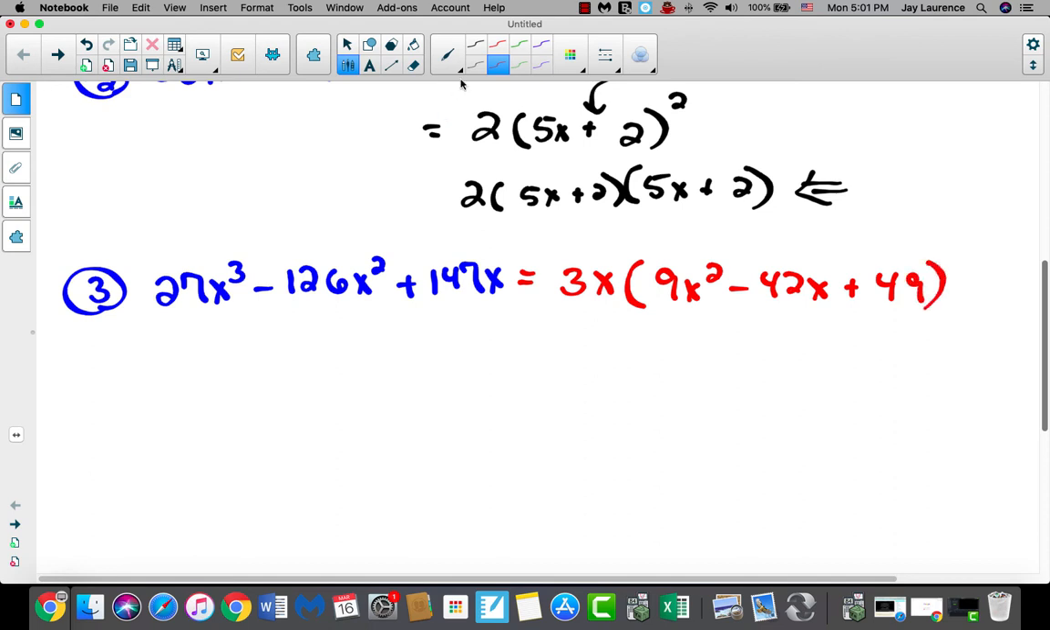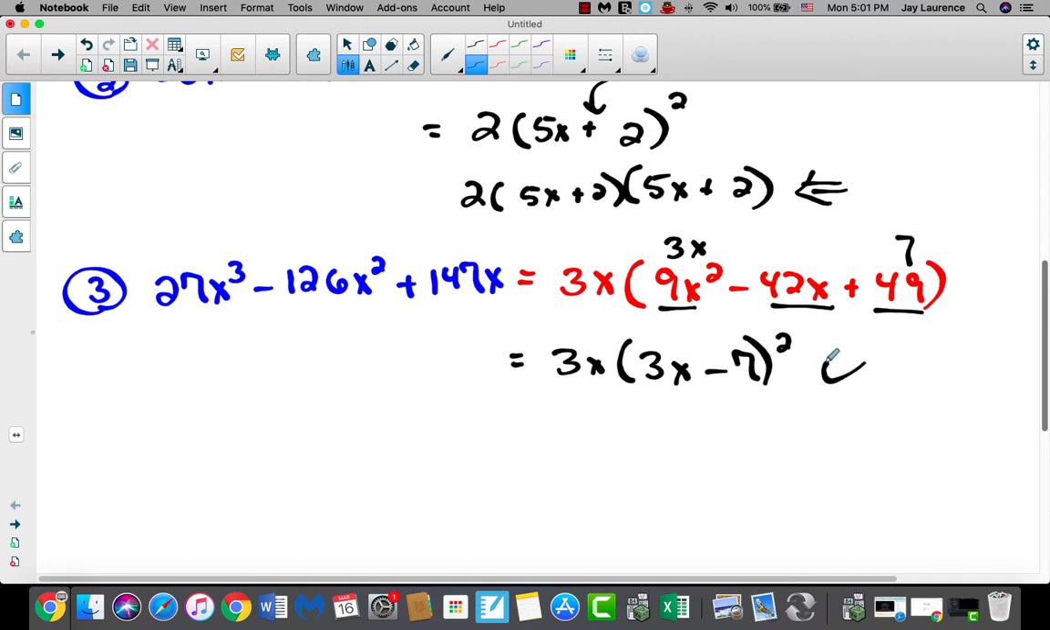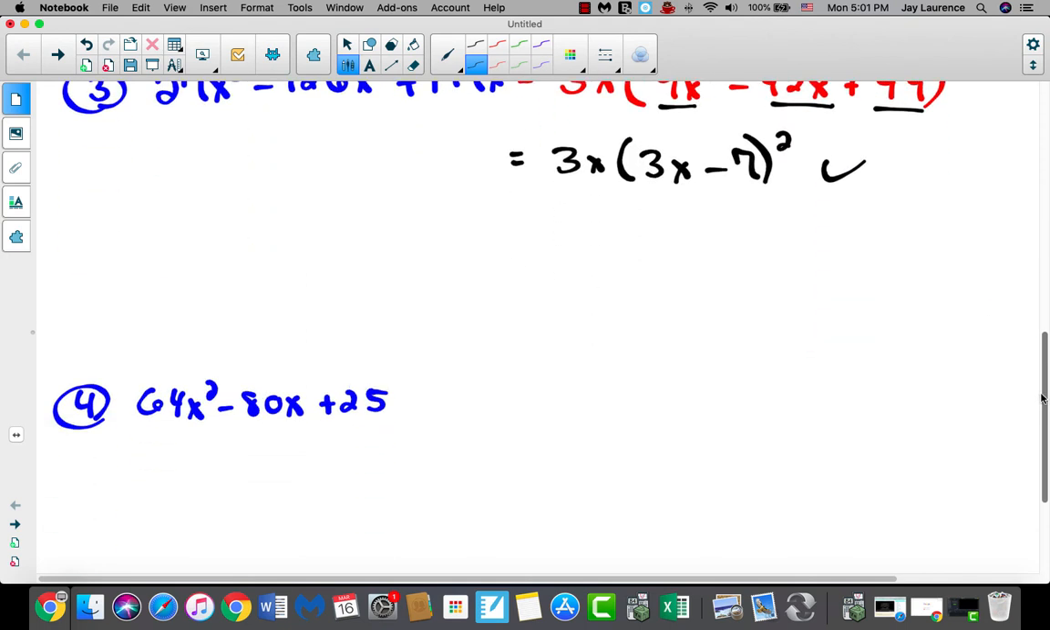Oh, look at that. I've got a perfect square, another perfect square. Square root would be 3x. Square root would be 7. Multiply together 21x. Double it. 42x. There we go. It's going to be 3x. That's the GCF. Don't throw it away. And 3x minus 7 quantity squared. And I am done. All right, one more example.